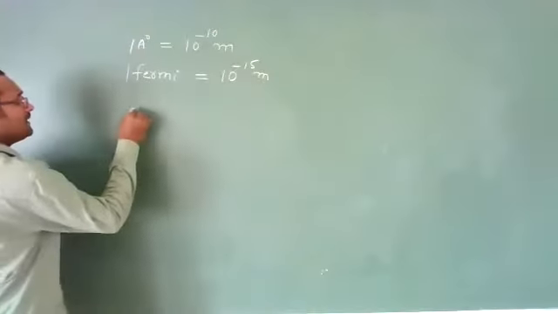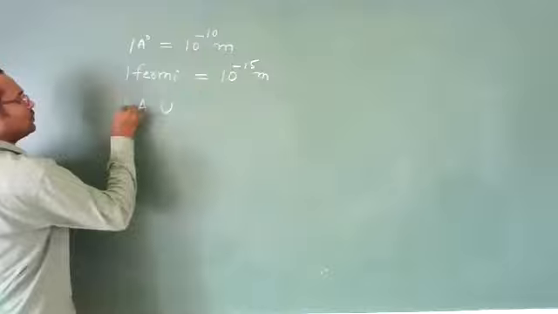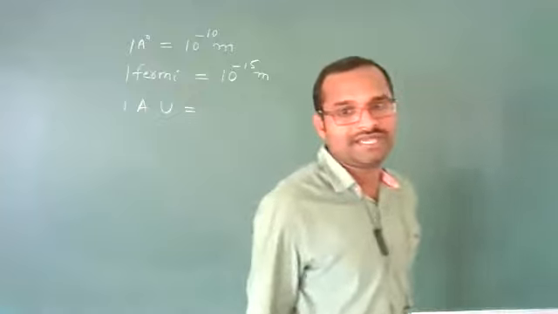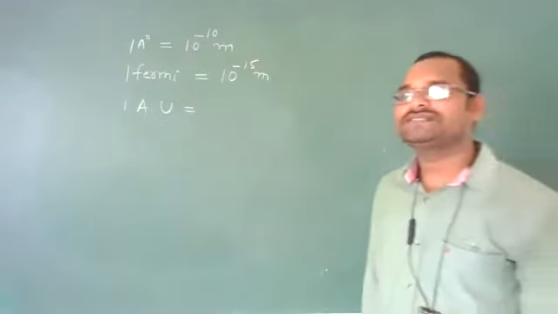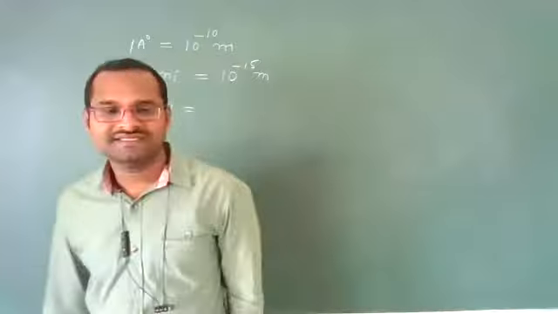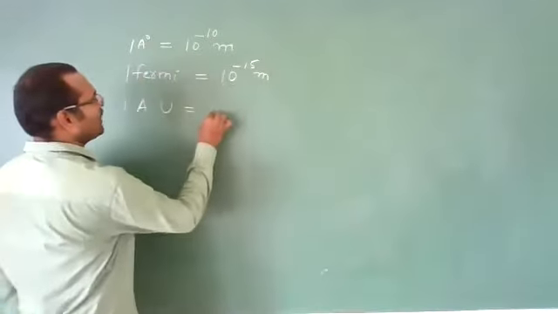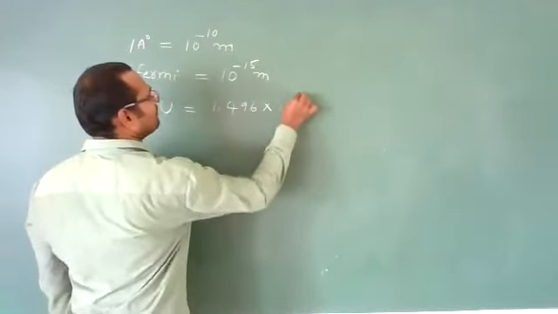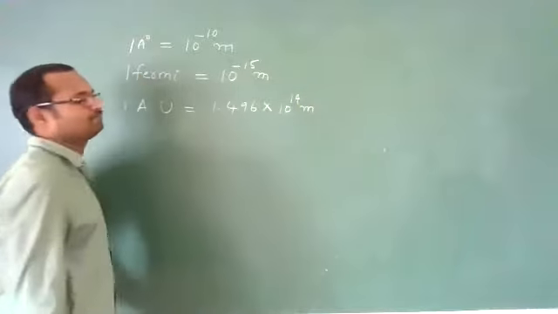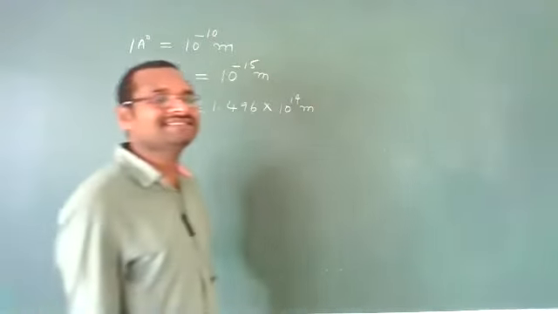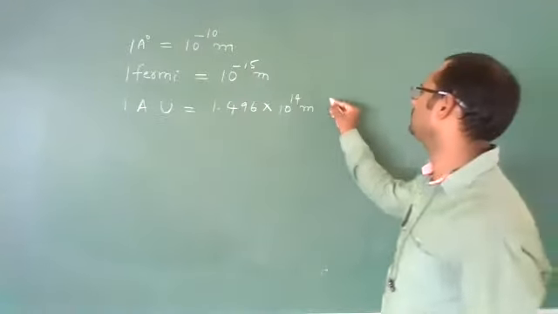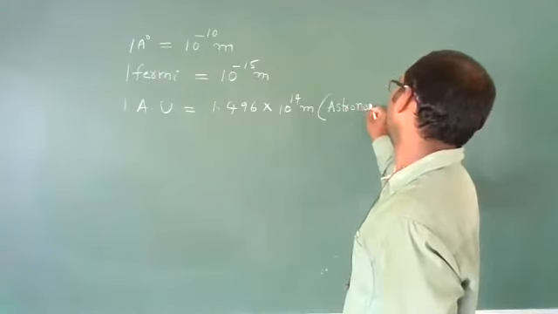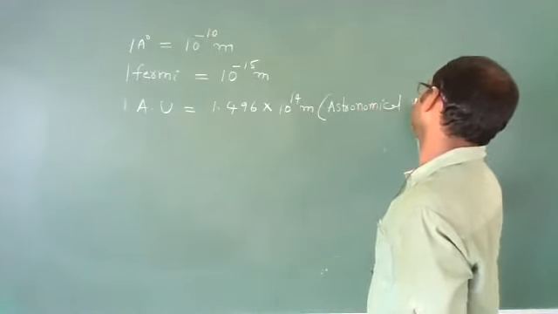Next, AU. AU means astronomical unit. Astronomical unit is a unit for the measurement of length, and its value is 1.496 into 10 to the power of 14 meters. It is the distance from sun to earth. Astronomical unit.